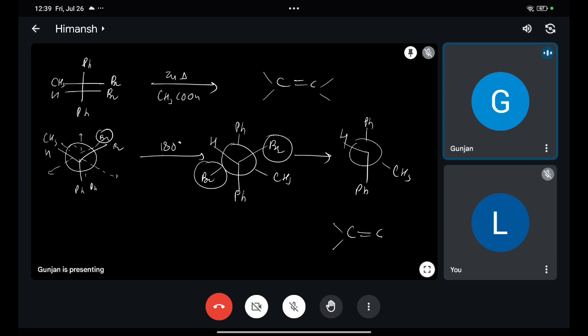So accordingly we will form which type of alkene? pH opposite, H and CH3 opposite. So we are getting trans alkene.